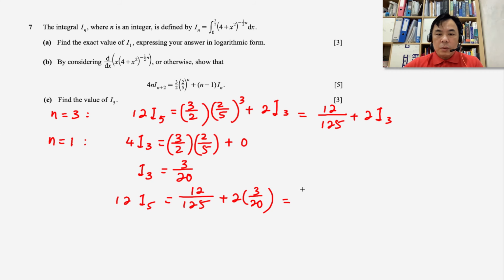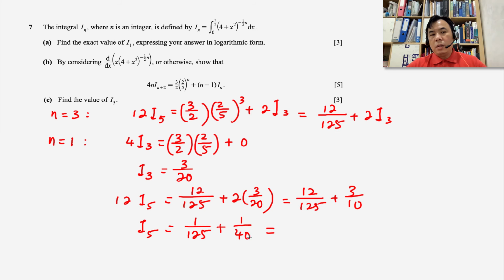And then that will give us 12 over 125 plus 3 over 10 here. And then finally, we can get our I phi as 1 over 125 plus 1 over 40. And then, of course, we can combine both of these together if you want. And then there you will have, let me check the number.